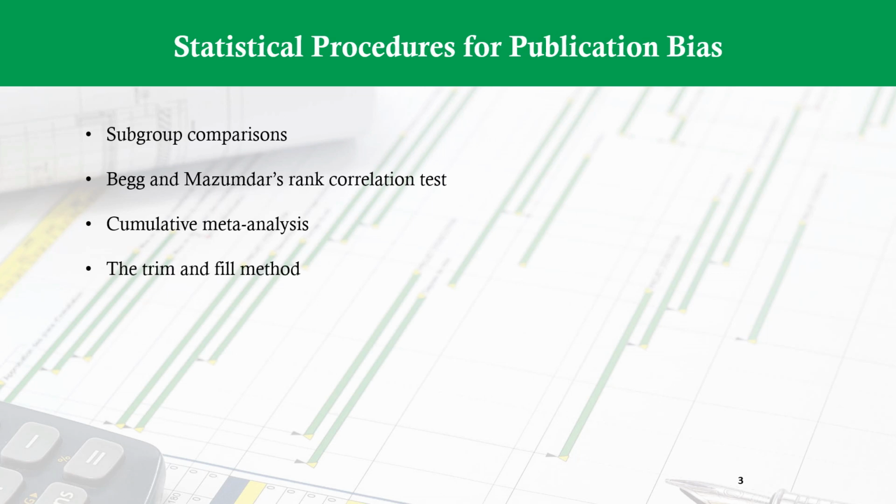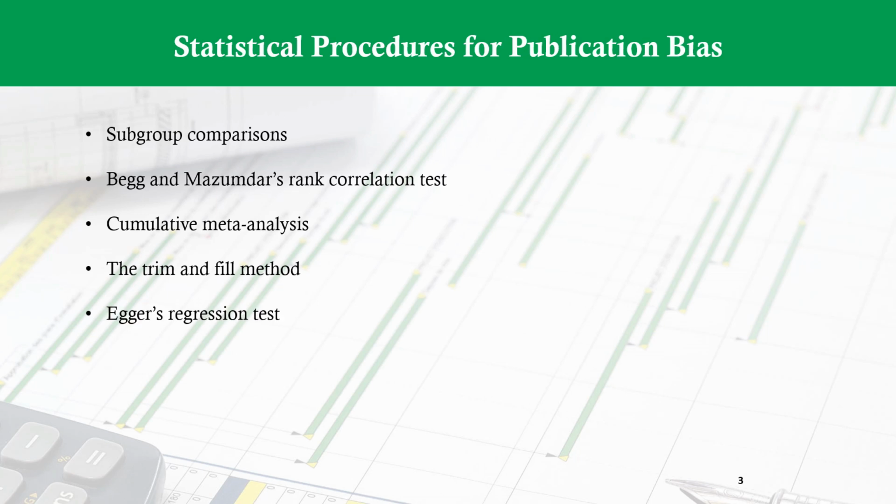The trim and fill method. This involves imputing missing studies to create a symmetrical funnel plot, which is then used to estimate the effect size. If the estimated effect size is significantly different from the observed effect size, this may indicate publication bias.